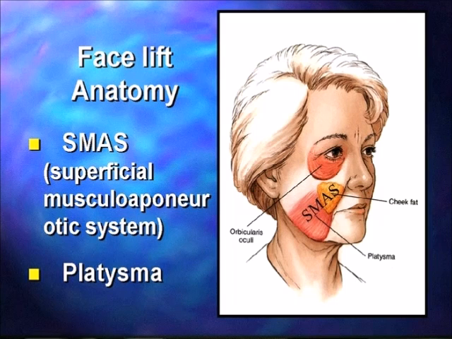The SMAS is the continuation of that structure in the face, and it's critical to tighten that structure during a facelift procedure. And the platysma as well is also tightened during a face and neck lift procedure.